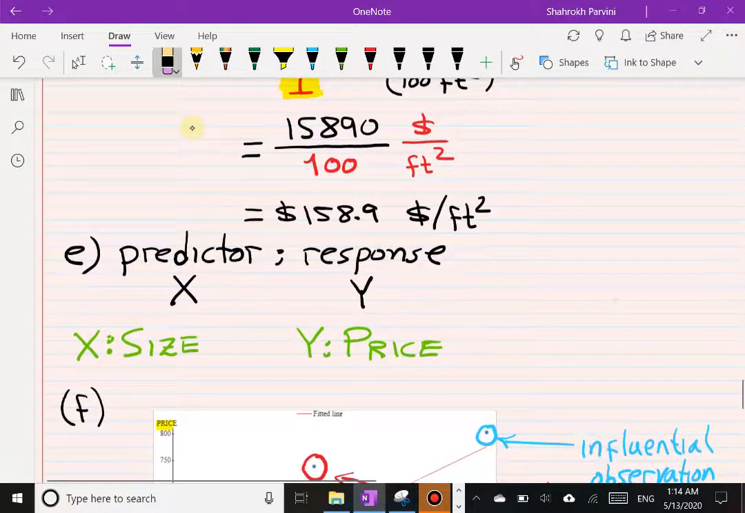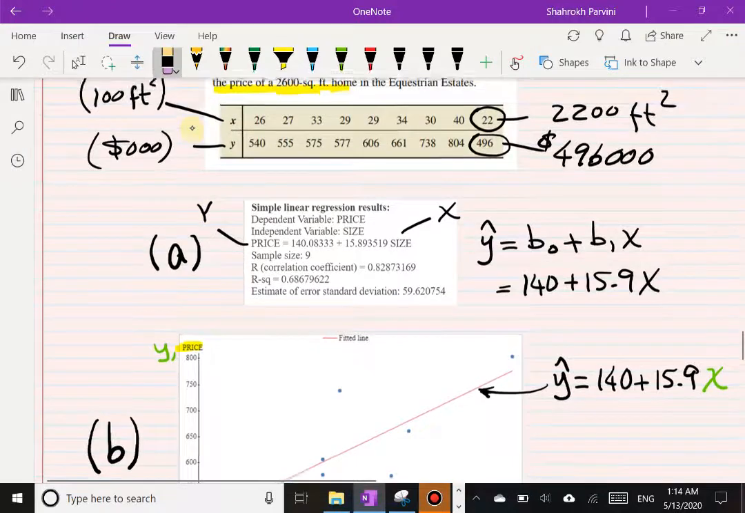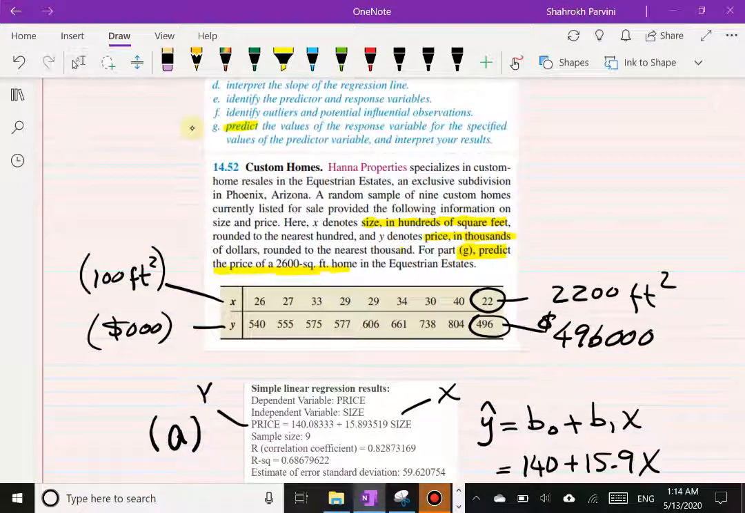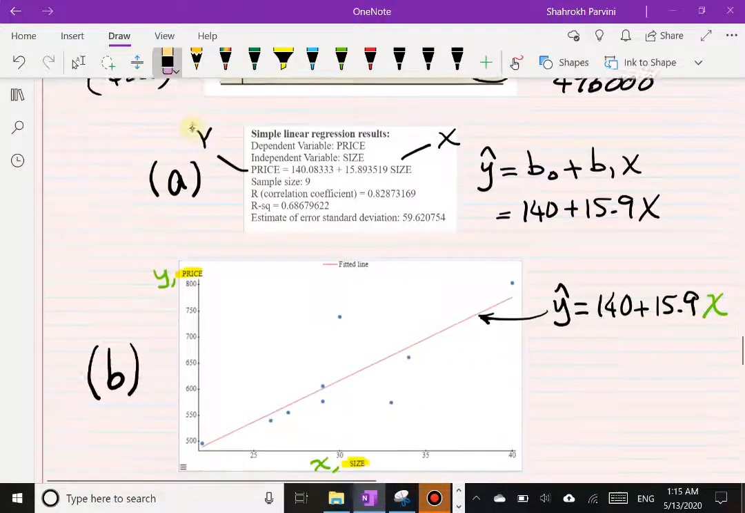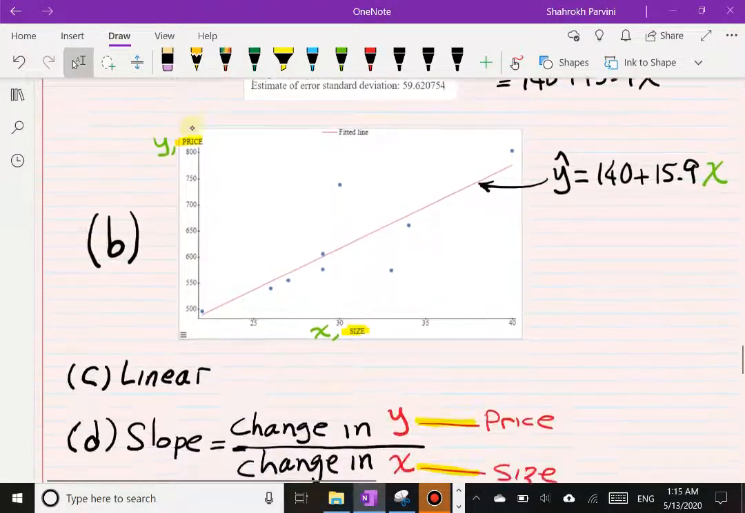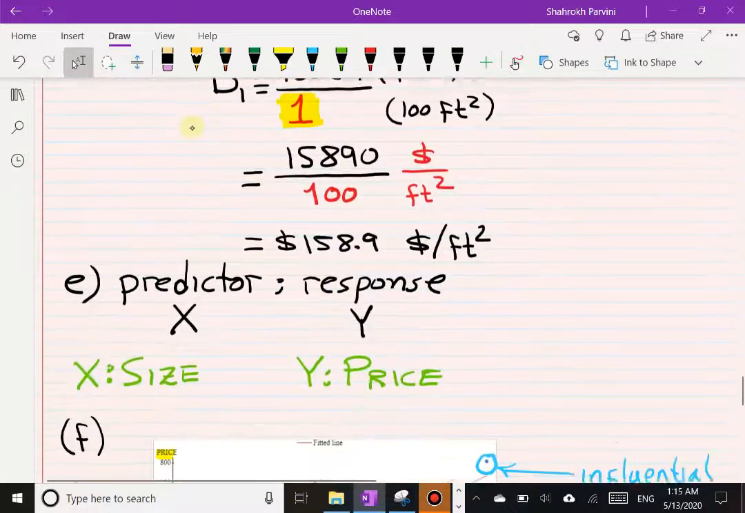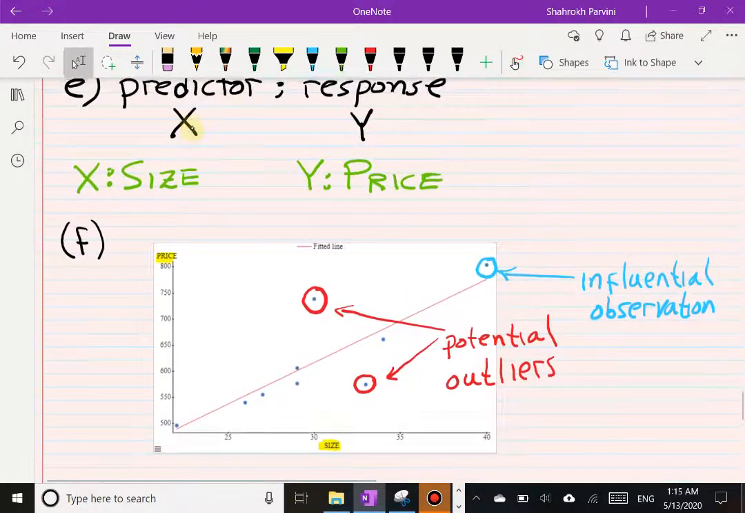In part F, I believe that's the part for influential. Yeah. In part F, the question asks, identify outliers and potential influential observations. Okay, that's what we want to do. Remember, outliers are away from the trend line, and influential observations lie alongside of the trend line, the regression line. What I have done is copy and paste the scatter plot down here for us to take a look, because this is a visual thing for us.